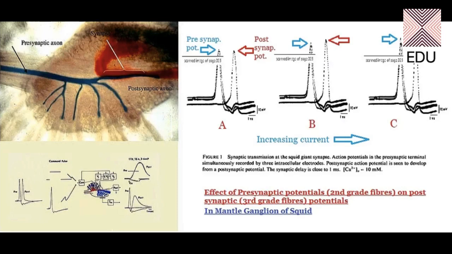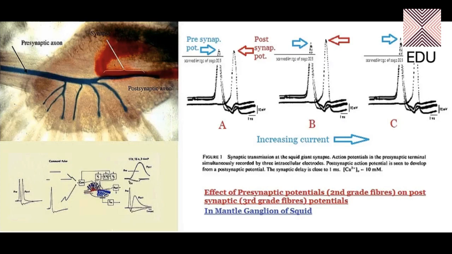And if you increase the current, if we take the graph B, now here the presynaptic potential has increased to some extent. You can see the rise of the graph. So here the presynaptic potential has increased, and on the contrary, the postsynaptic potential has also increased to some extent, and that is overriding the value of the presynaptic potential. So postsynaptic potential here is more than the presynaptic potential. This is a very amazing thing to note.